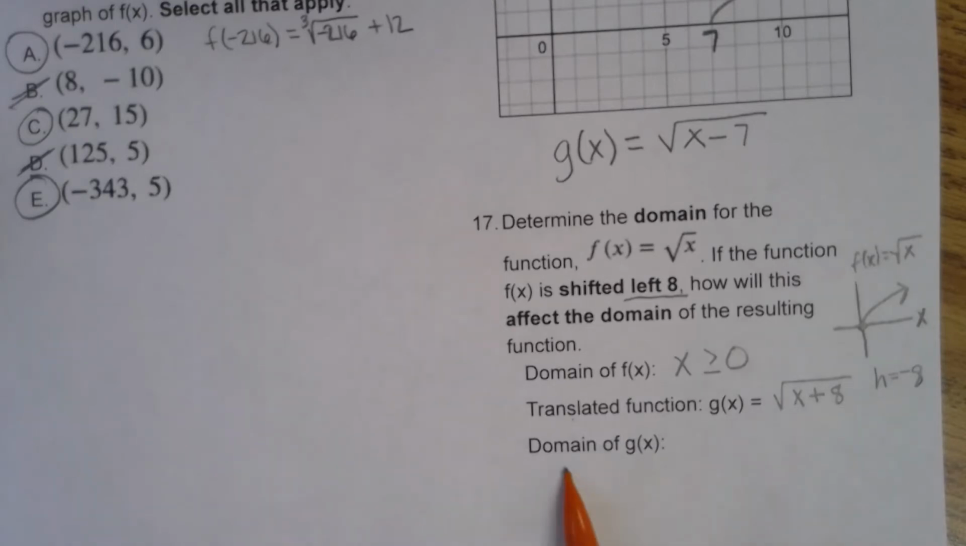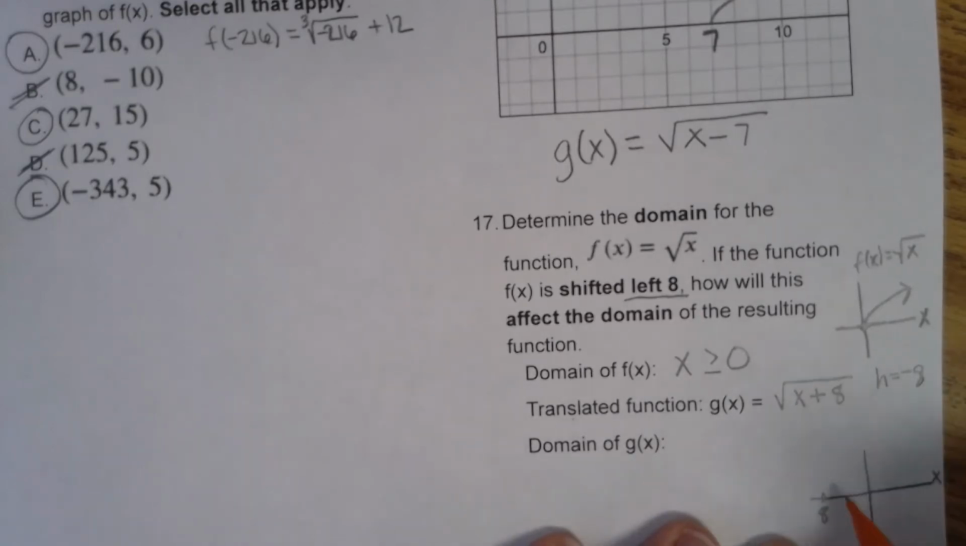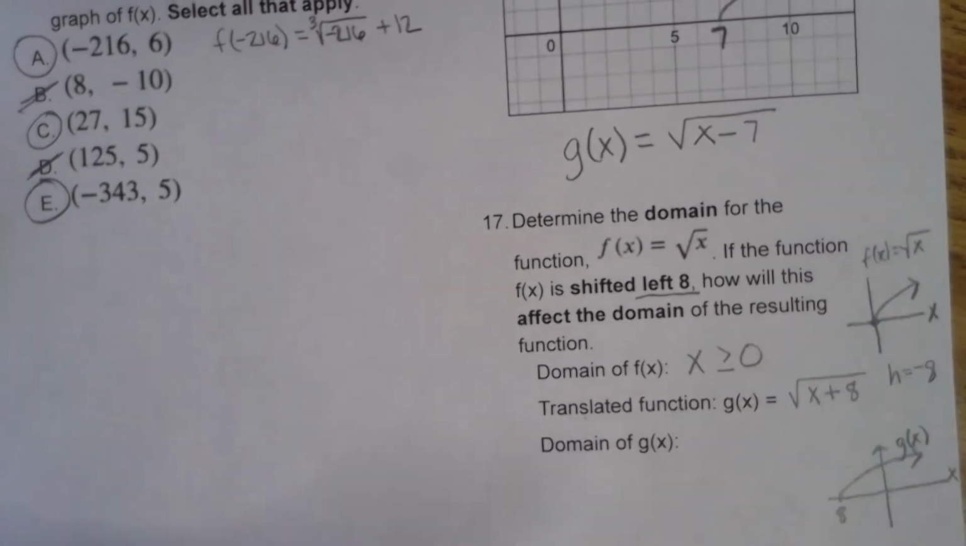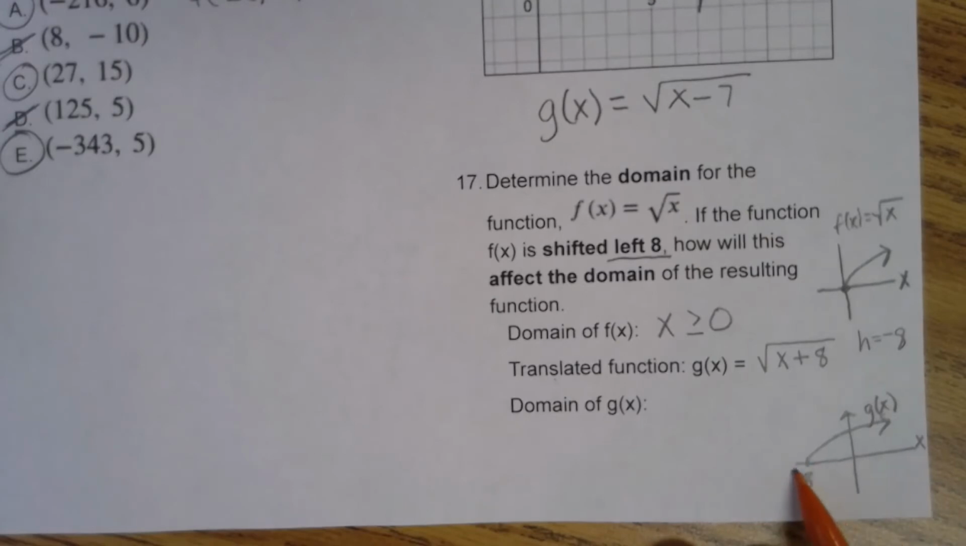Now we have to decide what is the domain of that new function. So draw yourself a picture if you need. Since we're going left 8, we're out here somewhere, 8 units. It's now going to look like this. So that's our new function, and we've called it g of x. Because we went left 8, our domain is not going to stay the same as our original function. It is going to change because it shifted to the left. It's shifting down that x-axis.